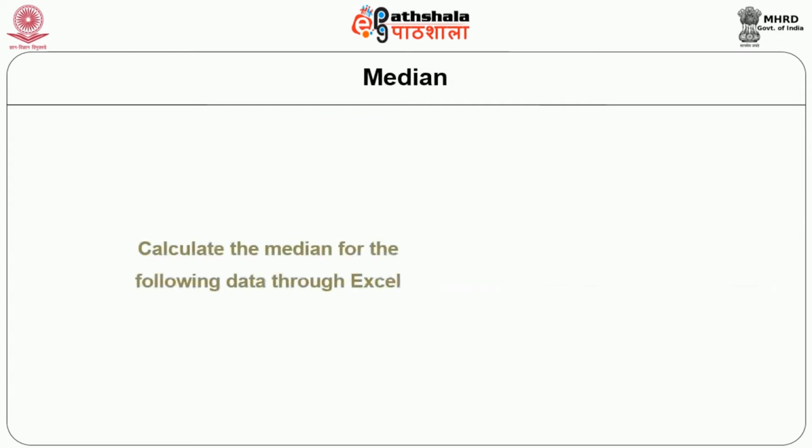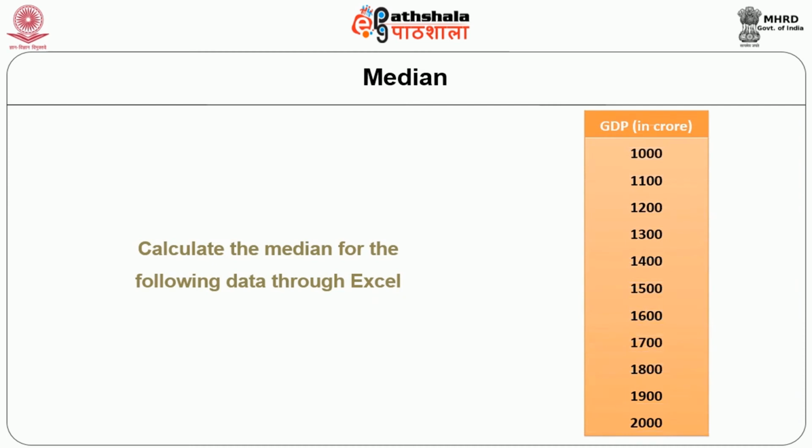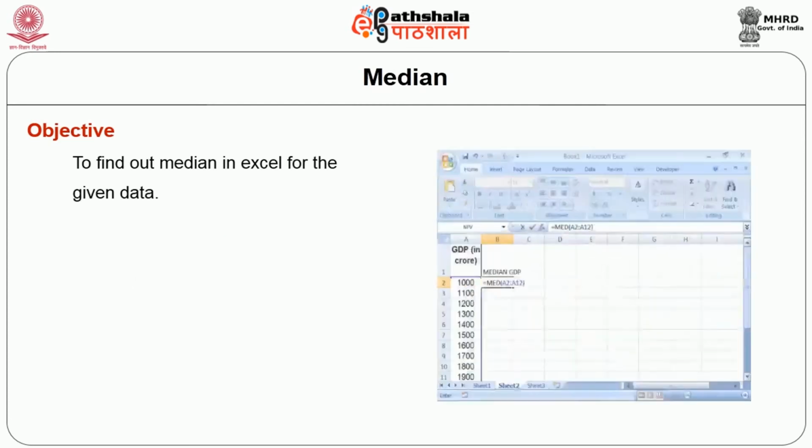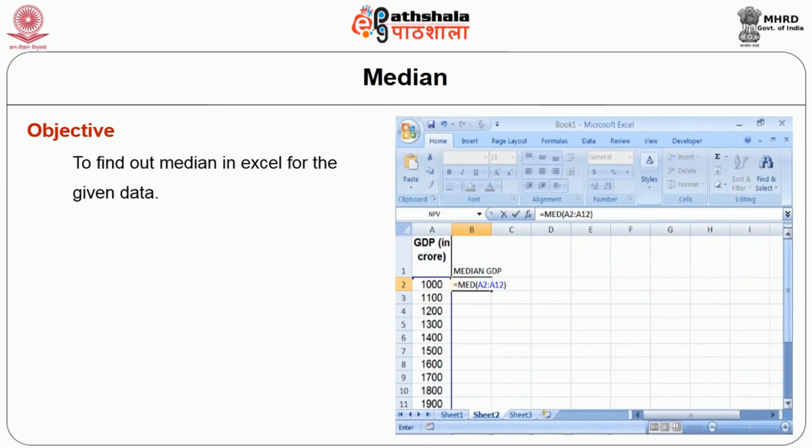Then median. Calculate the median value for the following data in Excel. Objective: to find out the median in Excel for the given data. Procedure: open the Excel sheet, enter the title as gross domestic product in cell A1, enter the data on gross domestic product from cell A2, enter the following formula in cell C2 as equal to average, B2 colon B12, press enter or go to all formula, click more function, click statistical, click median.